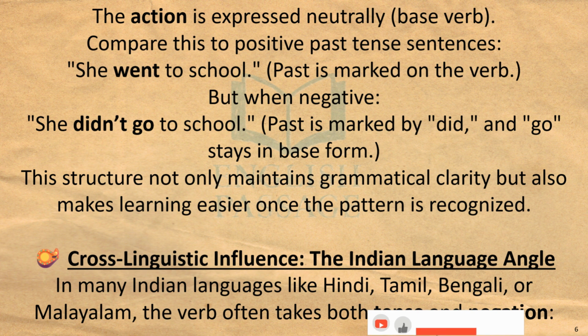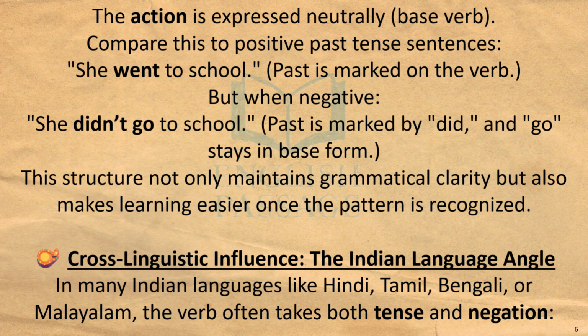Compare this to positive past tense sentences. She went to school. Past is marked on the verb. But when negative, she didn't go to school. Past is marked by did, and go stays in base form. This structure not only maintains grammatical clarity, but also makes learning easier once the pattern is recognized.